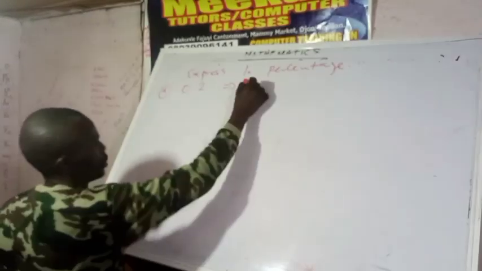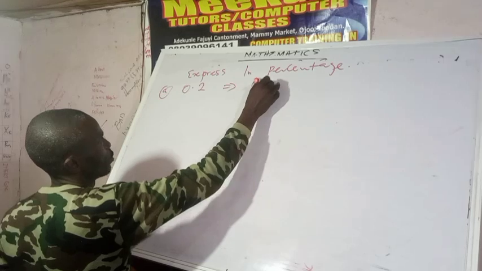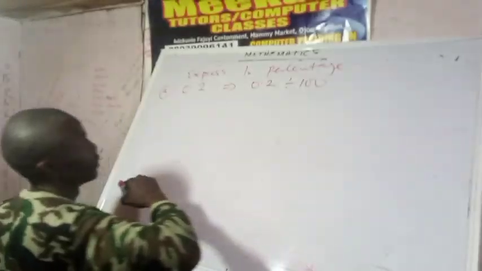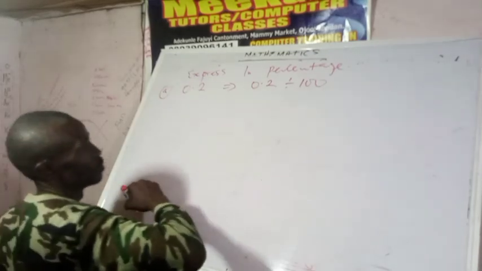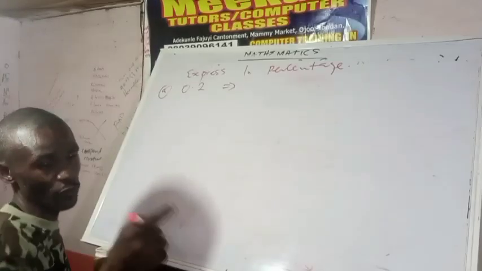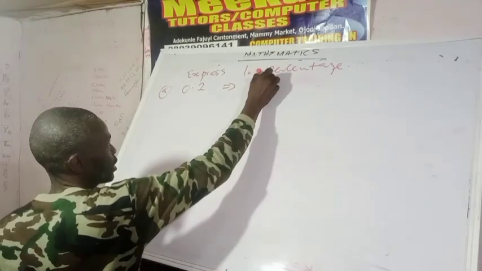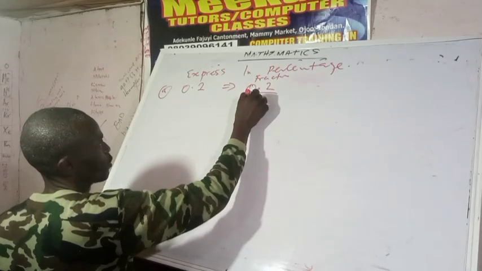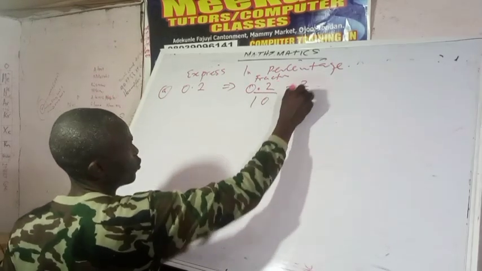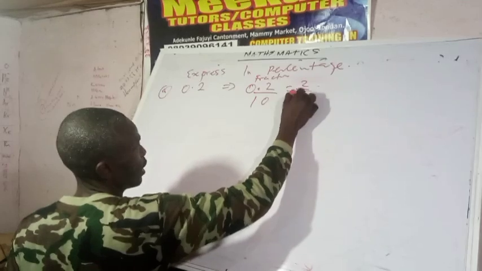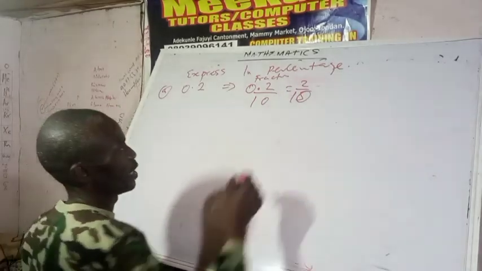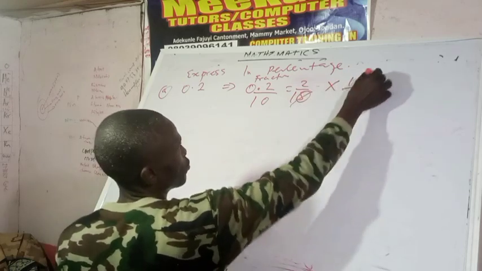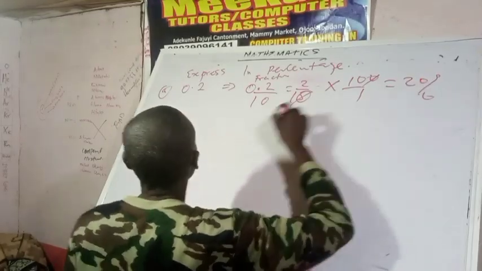What to do? This becomes 0.2 divided by 100. Percentage: first and foremost, you convert it to fraction first. This one becomes 0.2. The point becomes 1, 0. That is 2 over 10. And the 2 over 10 now, you can say times 100 over 1. 0 cancels 0. What do you have? 20%.